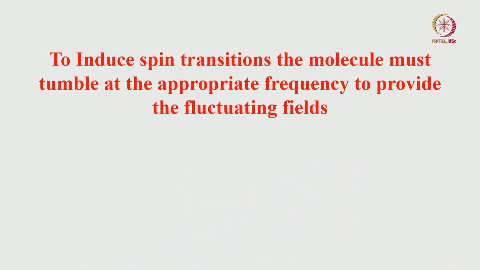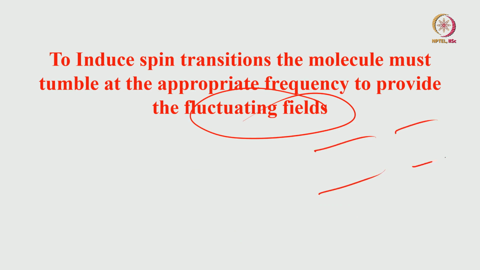Now, to induce spin transitions, molecules must tumble at the appropriate frequency to provide the fluctuating field. Remember, this is a very important point. Let us say a transition has to take place between two energy states. This has some energy. Of course, I discussed this extensively when we covered relaxation in one of the previous courses. To induce the spin transition, the molecule must tumble at the appropriate frequency. Then only will the spins undergo transition.